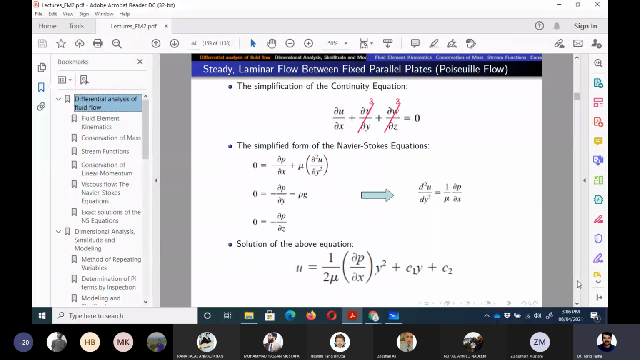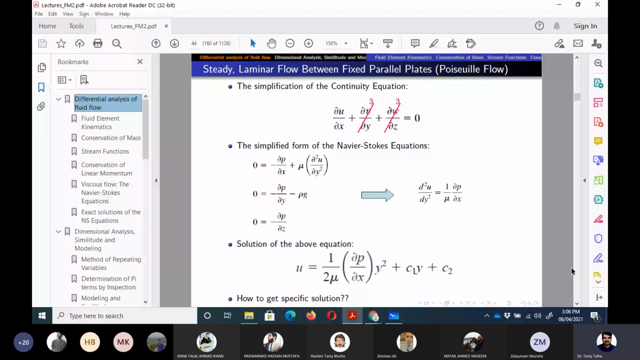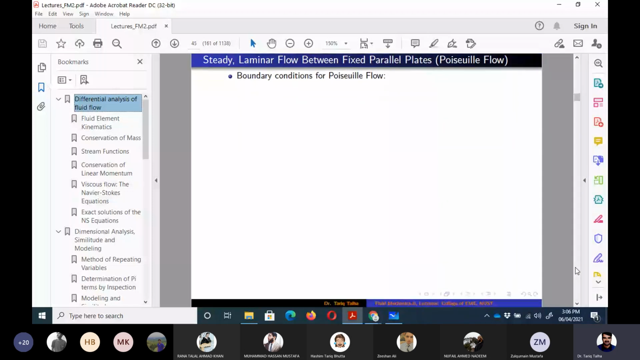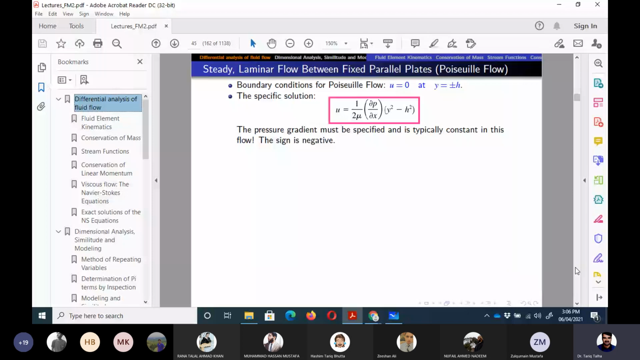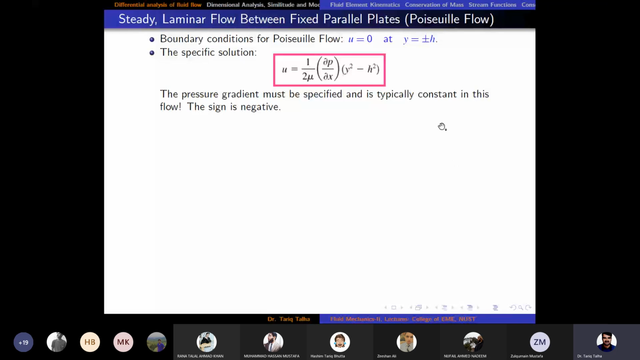So this was the general solution. In order to get the specific solution, we need to apply the boundary conditions. If we apply the boundary conditions, we can write it like this. I hope that it is clear to you. And we have got u is equal to 1 upon 2 mu partial p by partial x into y square minus h square. So now we have the value of u.